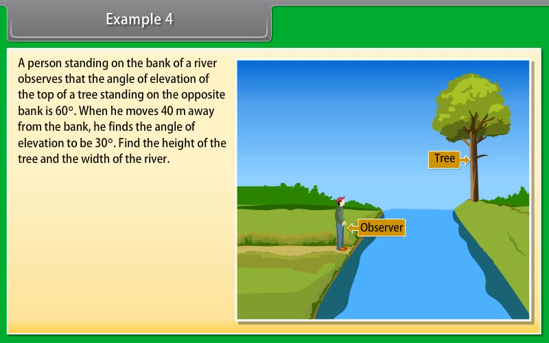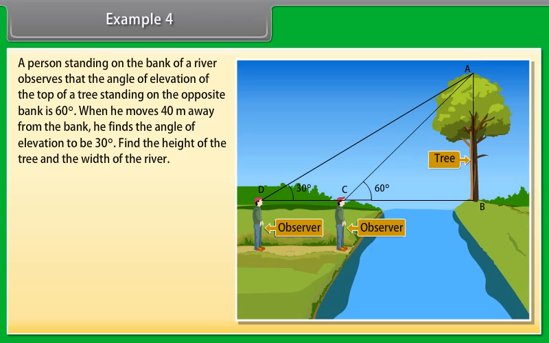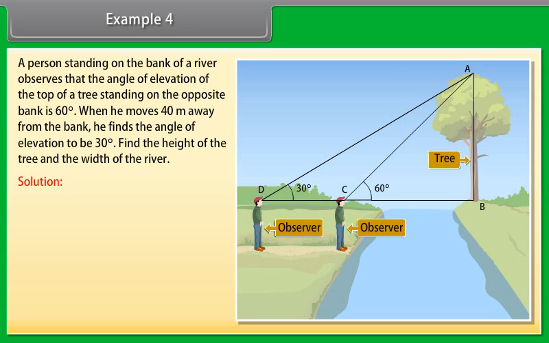tan 40 degree is equal to 67 upon x. X into tan 40 degree is equal to 67. X is equal to 67 upon tan 40 degree. X is equal to 87.46 meter. X is equal to 87.5 meter. Therefore, the canyon stretches 87.5 meter across.